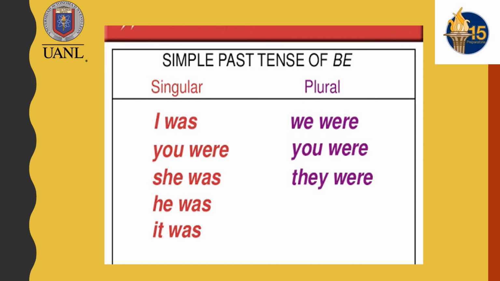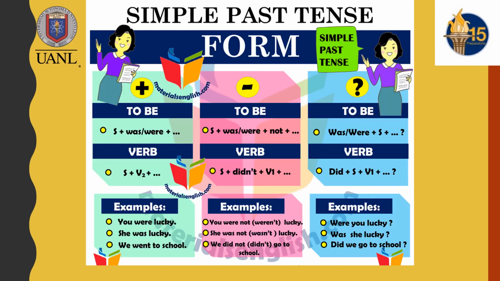Now we're going to talk about simple past tense of be, singular and plural. So you have the pronouns: I was, you were, you as a singular, right? She was, he was, it was, and then you have the plural. We were, you were, they were, right?